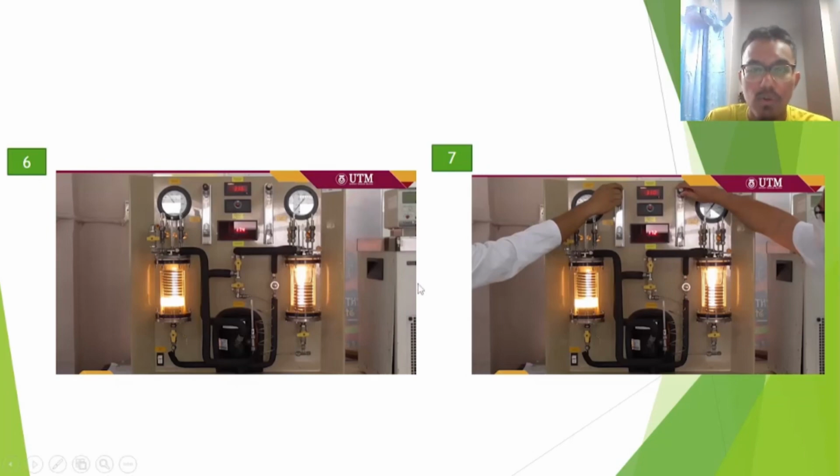For the next step, the experiment was repeated by changing the flow rate of water for the evaporator and condenser between 30 and 5 grams per second. At least 4 sets were done for the experiment.